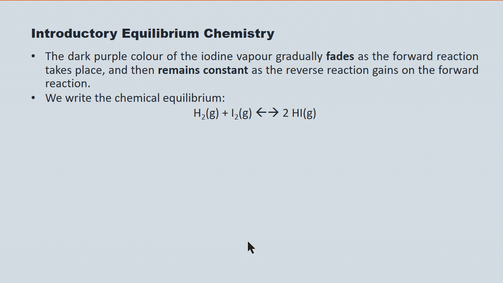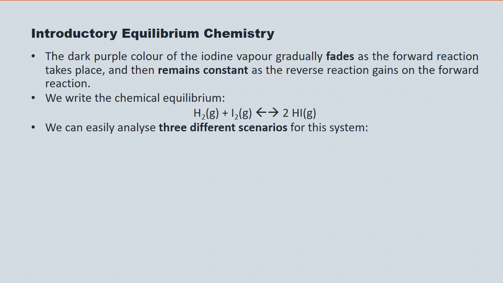And here's the chemical reaction for the equilibrium system. So hydrogen gas is reacting with iodine gas to form hydrogen iodide. Once the hydrogen iodide appears, the reverse reaction commences, and hydrogen iodide is being converted back into hydrogen gas and iodine gas.